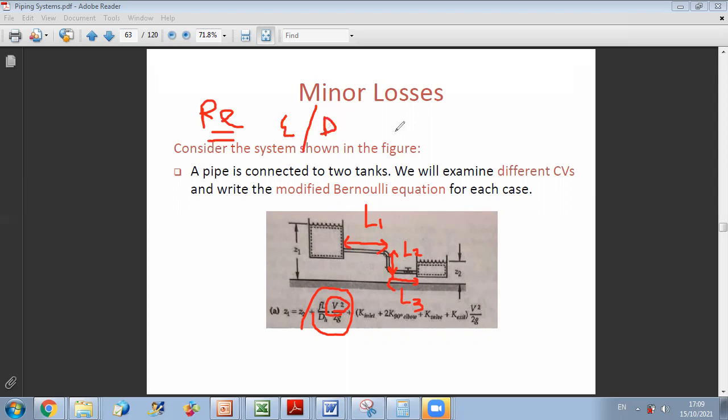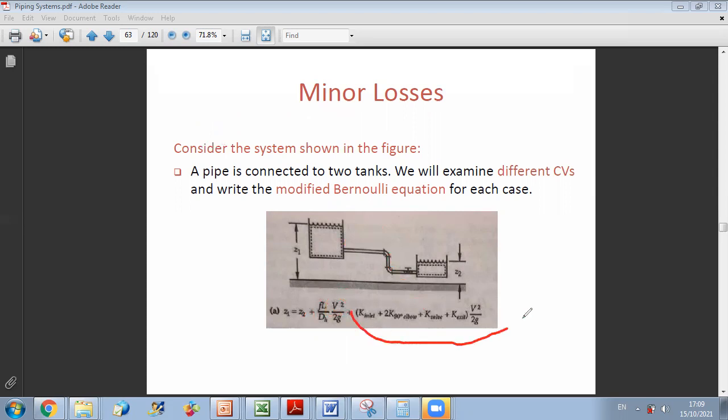Okay, and we can iterate using Moody, or we can use the appropriate graph to avoid iteration. So this will allow us to calculate the friction factor, and then by replacing, everything will be known. The method of solution is similar to the solution of cases without minor losses. The only difference here is that we should add the losses due to minor effects. So we should add all of these terms.